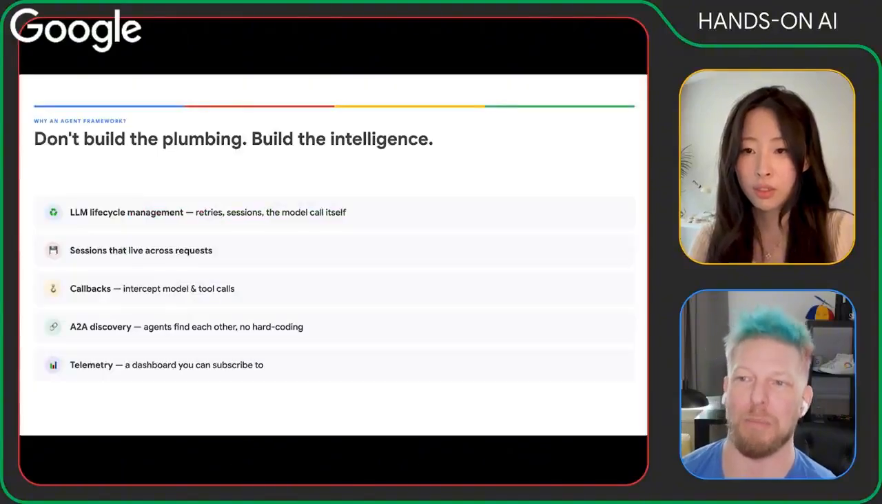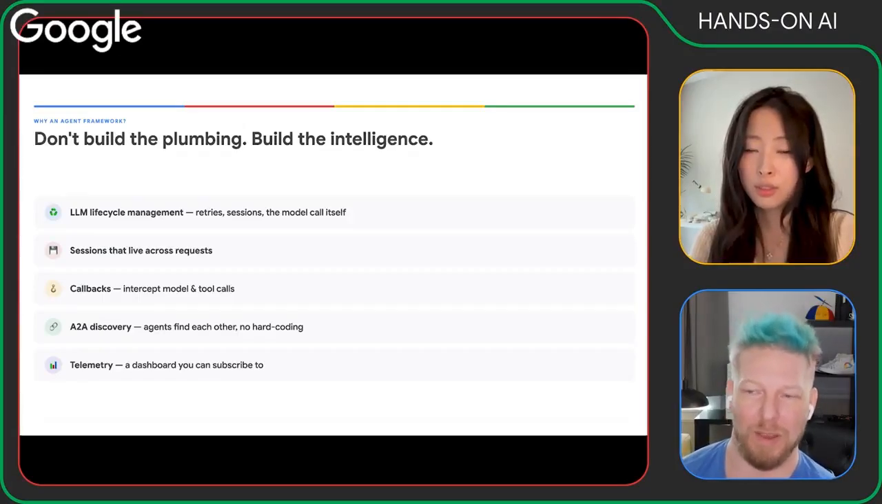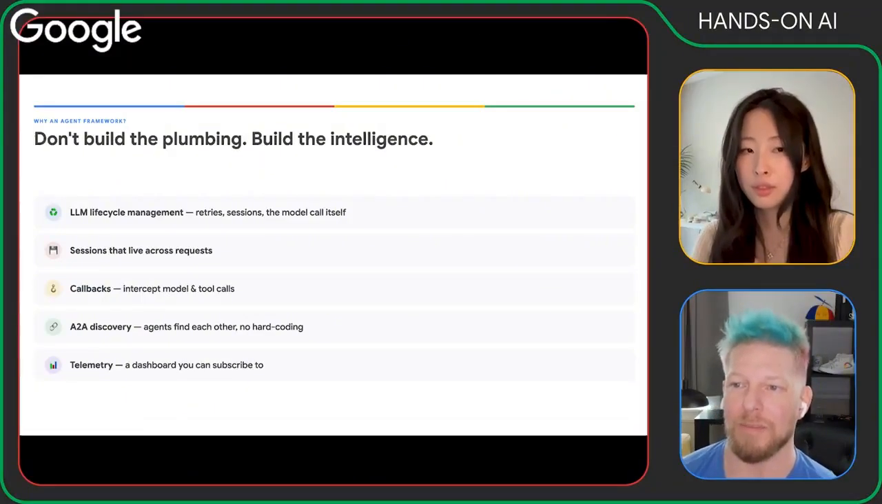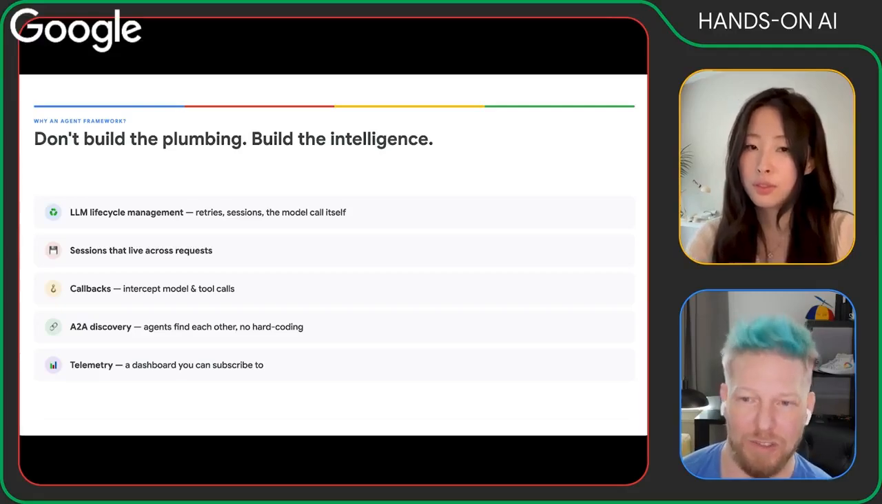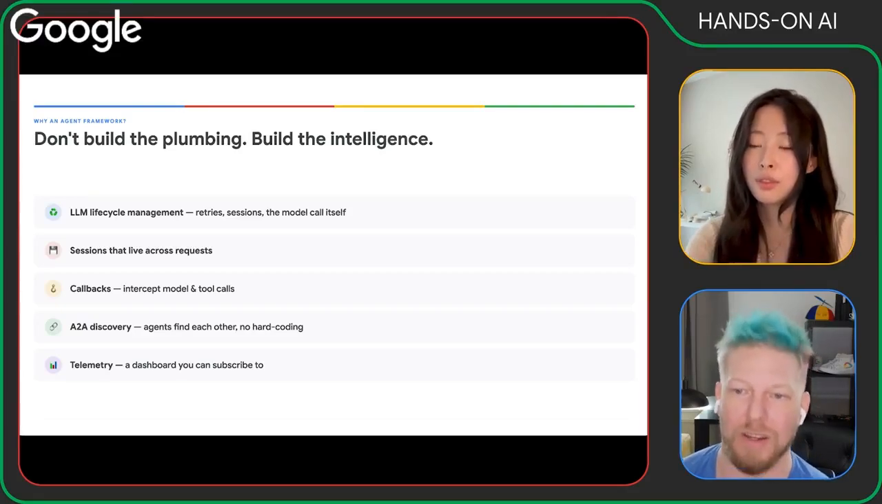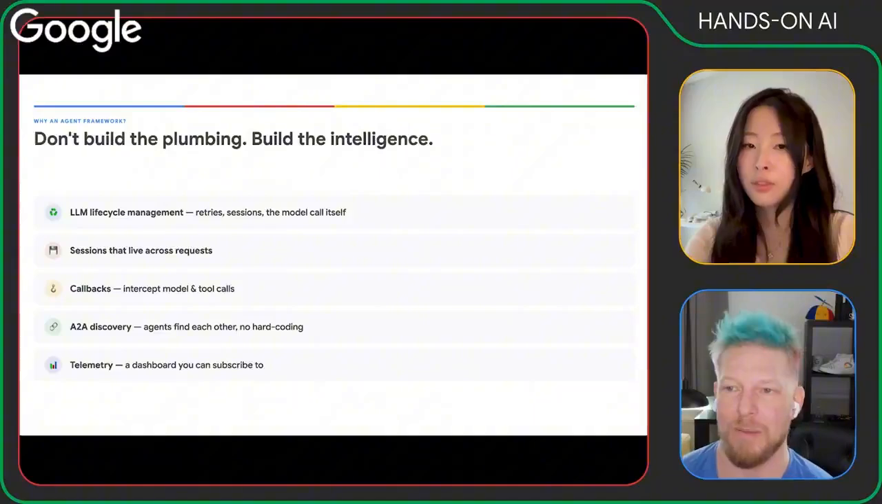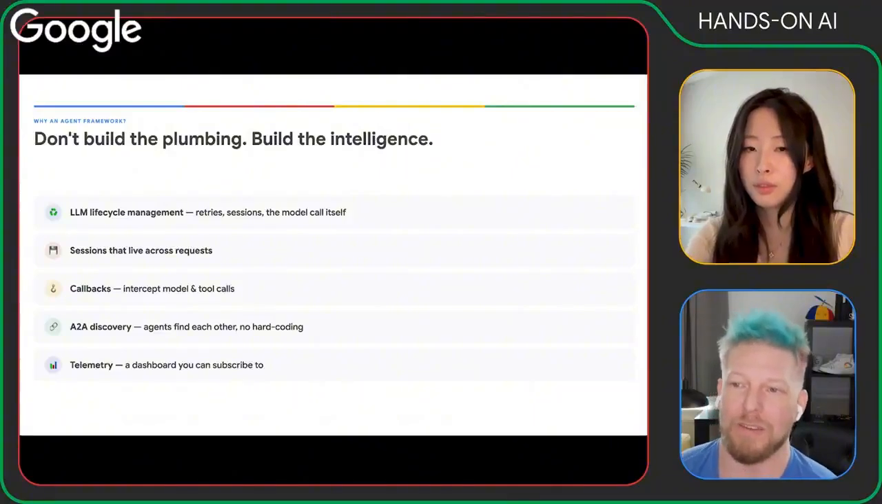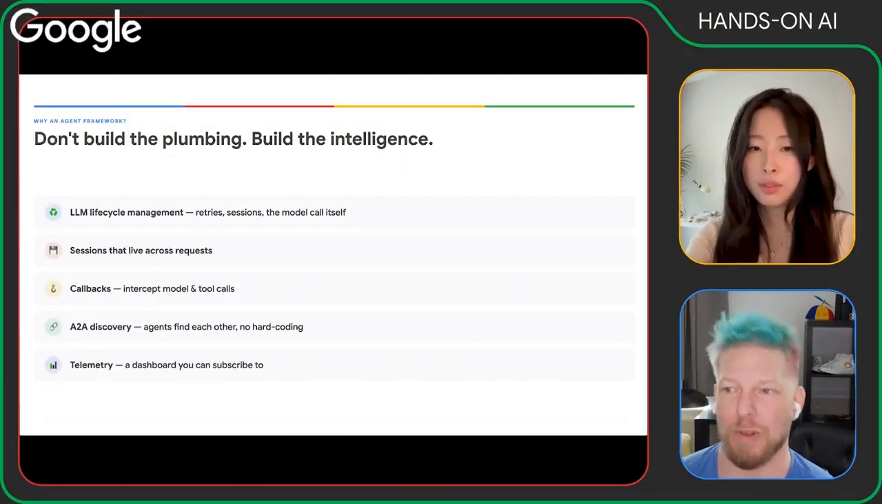We needed lifecycle management around the LLM. And we also needed sessions to live across requests. We needed callbacks so that we could intercept or interpret model calls and tool calls. And we also wanted things like A2A, so agents could discover one another without being hard coded into each other's configurations. And we also wanted telemetry and a dashboard that we could subscribe to.